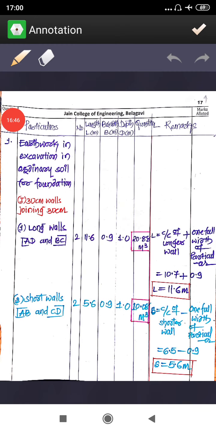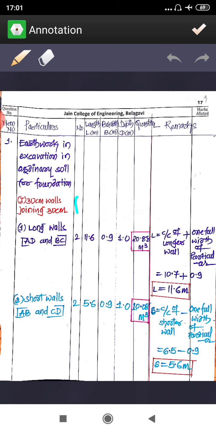Now we are going to determine the different quantities. The first quantity is earthwork excavation in ordinary soil. So what I am going to do is that as I have divided the 30 centimeter wall joining 30 centimeter, then 20 centimeter wall joining 30 centimeter, then 20 centimeter wall joining 20 centimeter, like that only I am going to determine the quantities. So first quantity is earthwork in excavation in ordinary soil for foundation.